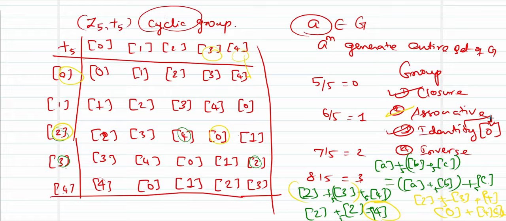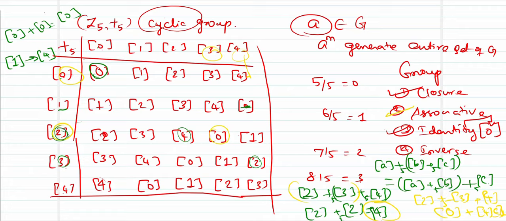Now how about the inverse? Every element will have a different inverse. So what is going to be the inverse? On operation with what will you get your 0 back? 0 plus 0 gives you 0 back. 1 with what will give you 0? 1 with 4 will give you 0. So the inverse of the element 1 is going to be 4.